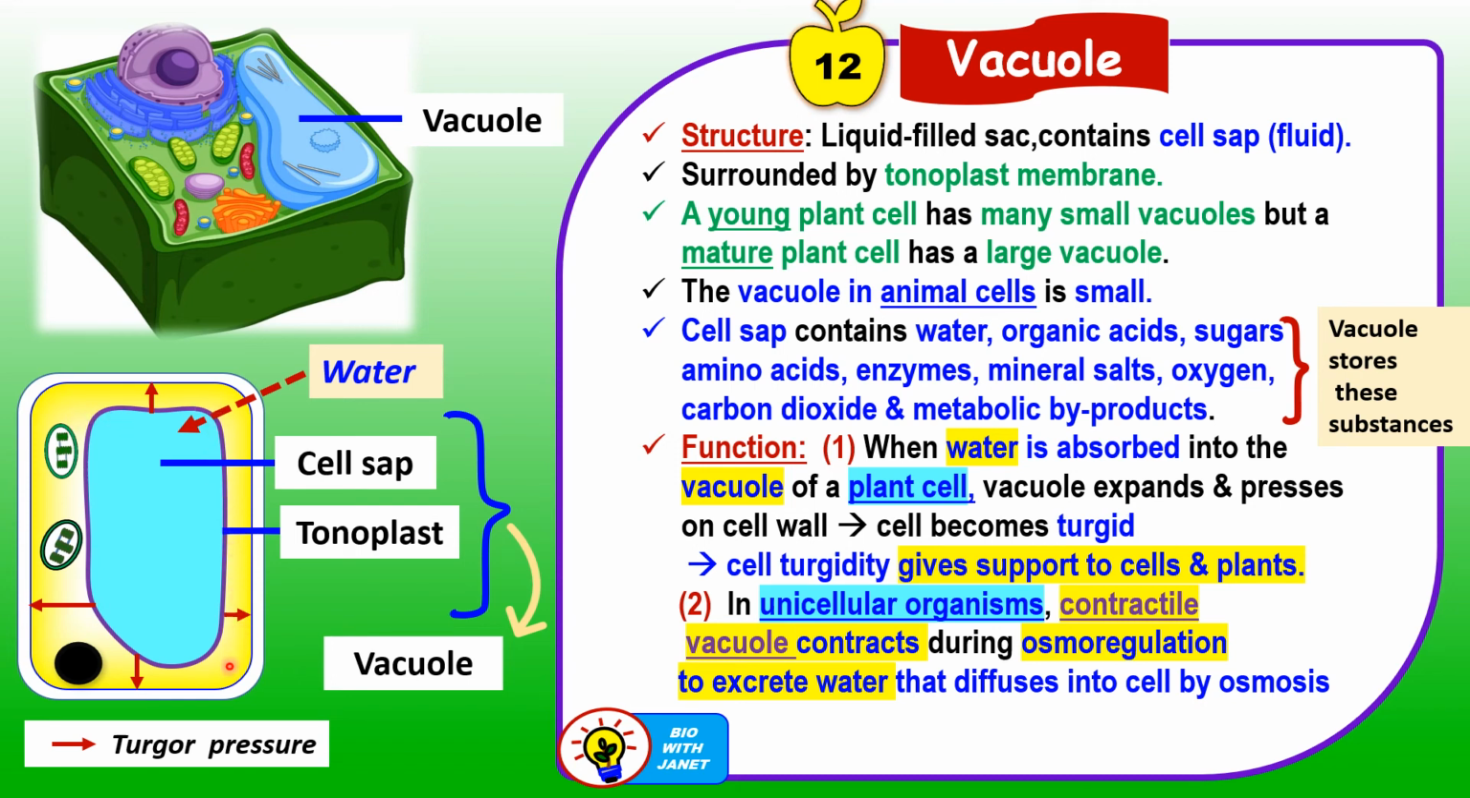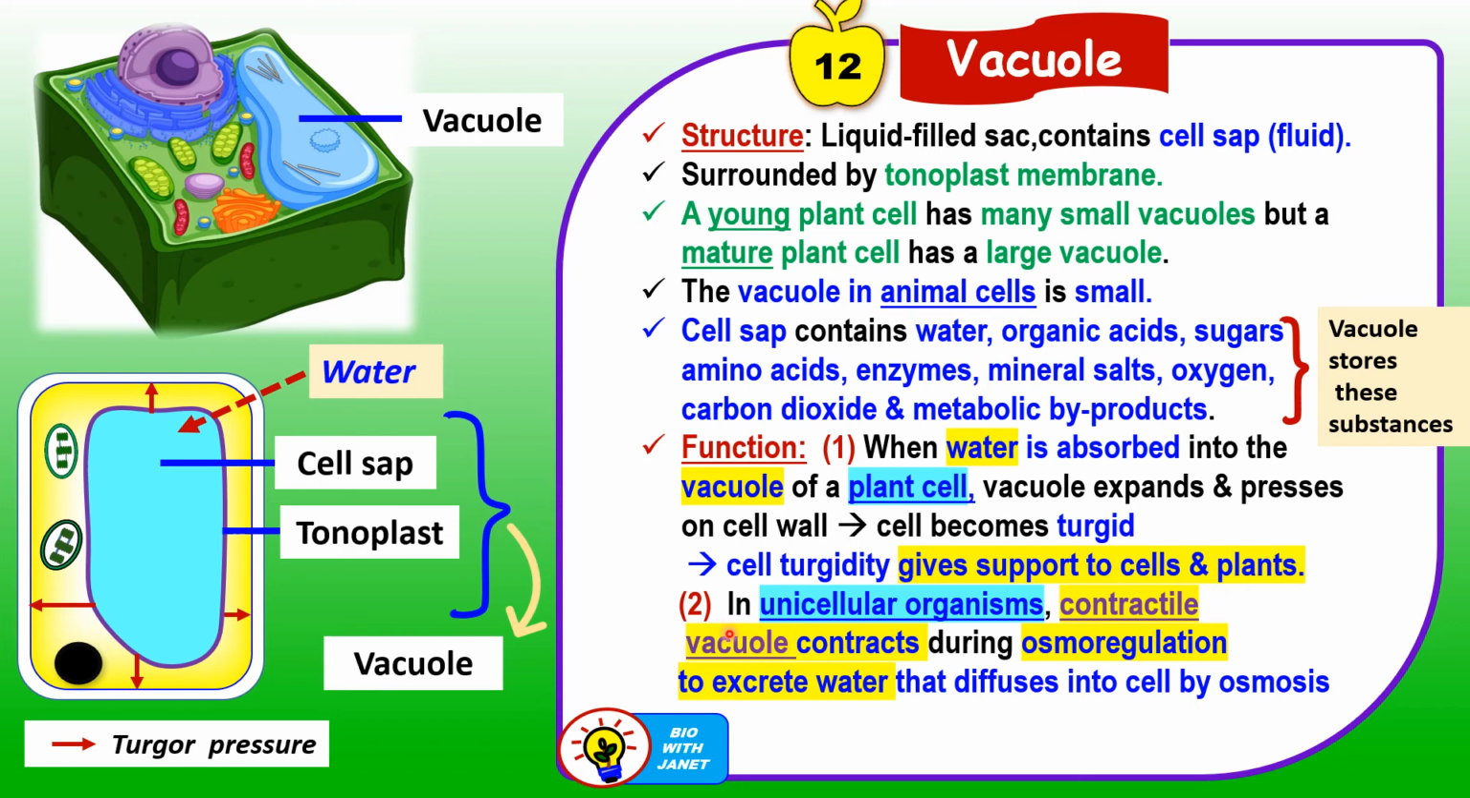So if many of the plant cells in a plant are turgid, then the cell turgidity will give support not only to the cells but also to the whole plant. If the cells in the plant are turgid, then the plant will be able to stand upright and firm. Okay, not withered, right?